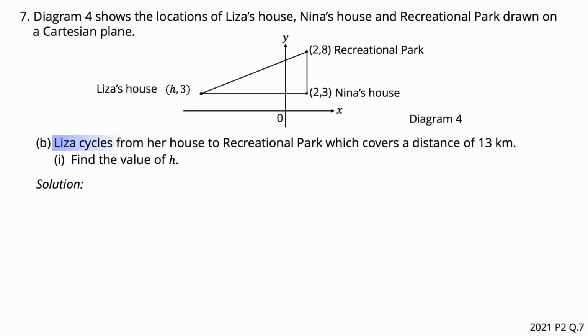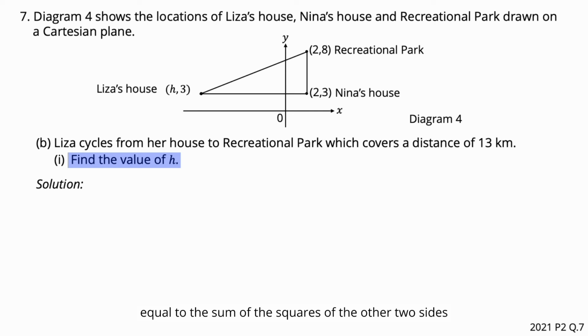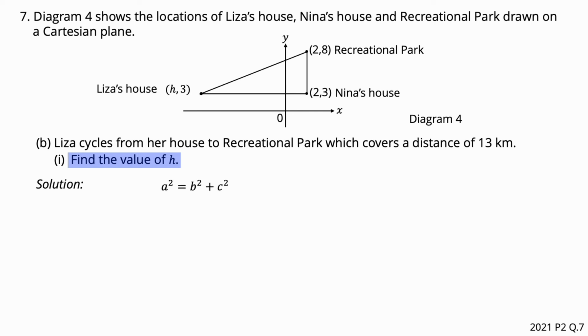B. Liza cycles from her house to recreational parks which covers a distance of 13 km. Find the value of h. Diagram 4 shows a right-angled triangle. By using the Pythagoras theorem, the square of the hypotenuse equals the sum of the squares of the other two sides. A squared equals b squared plus c squared.